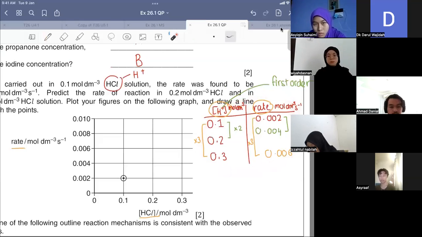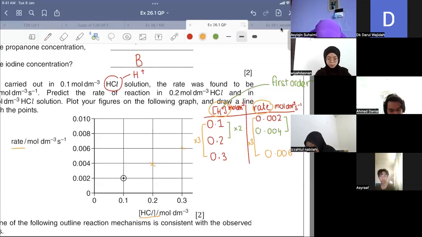Okay, if you already know that hydrogen ion is first order and you can see that at 0.1 it's 0.002, so 0.2 it should go up to 0.004, and 0.3 it should go up to 0.006 because it's directly proportional. But if you cannot see that, then it will take you a little bit longer to answer the question in the exam.